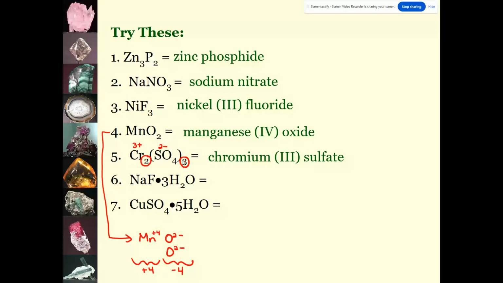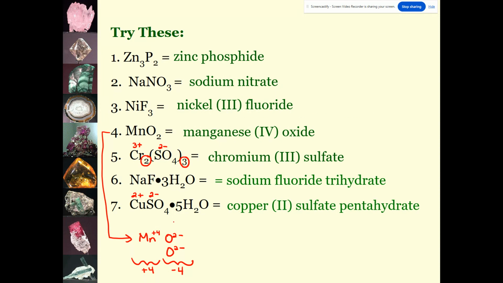Okay. The next one is hydrated, and the metal is monovalent. So it's just sodium fluoride trihydrate. And the last one is, again, one that is multivalent. There's 1 copper bonded to 1 sulfate. Sulfate is -2, so that means the copper balancing with it must be +2. So copper(II) sulfate pentahydrate, the hydrate at the end of that.